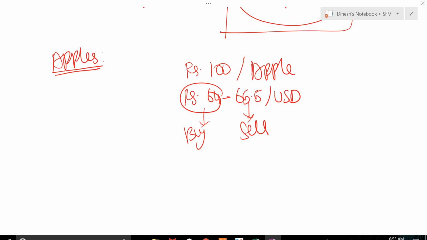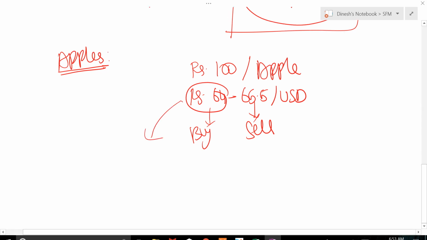Both are going to happen because you may buy dollars, you may also sell dollars. So in that case, the bank will say the quote is 64-65.5. Any doubts till now? Now the 64 is called the buy rate, technically called the bid rate.